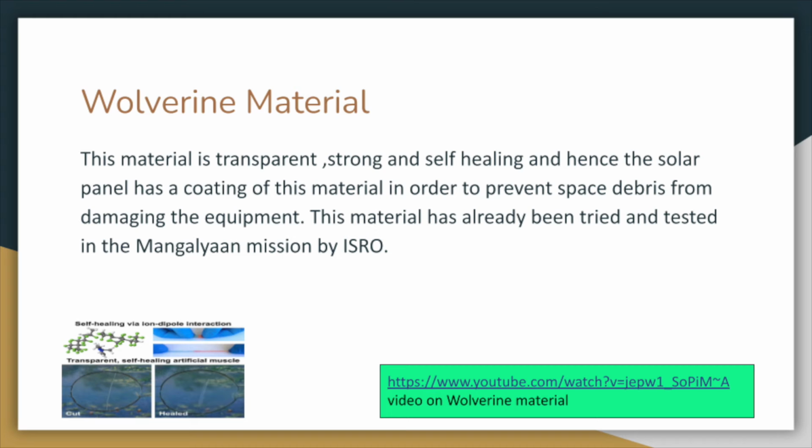To protect the solar panels from space debris, they are coated with a material known as wolverine. It is a strong and self healing material, and since it is transparent, it does not interrupt the functioning of the solar panel, too. This material has already been used in the Mangalyaan mission by ISRO.